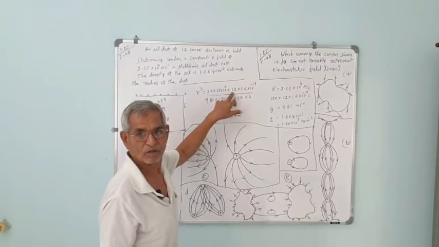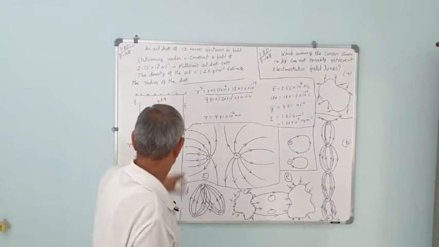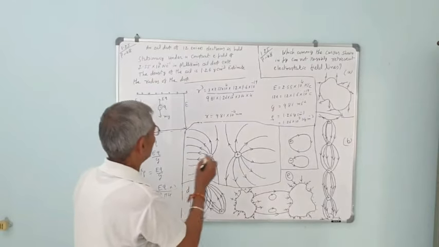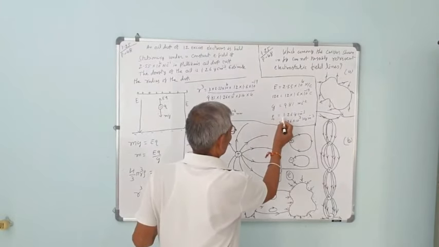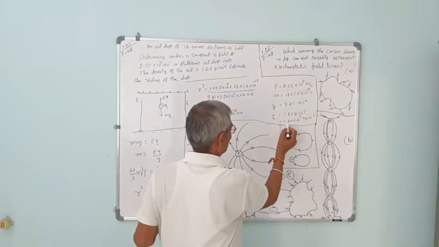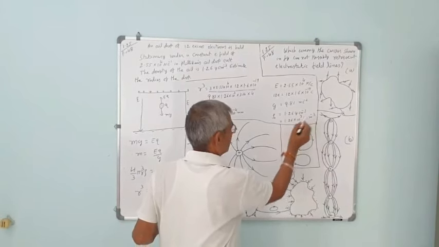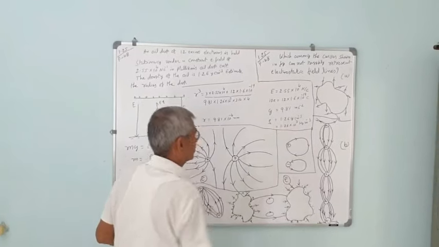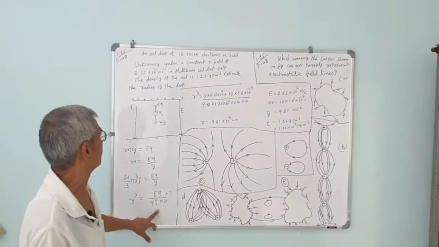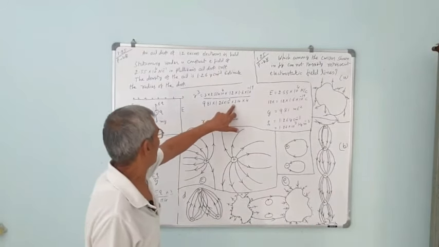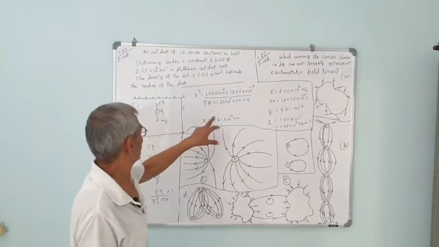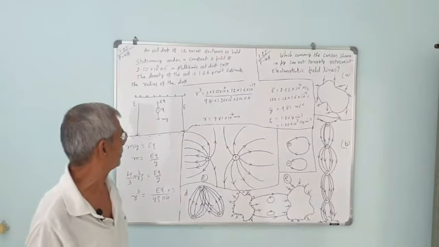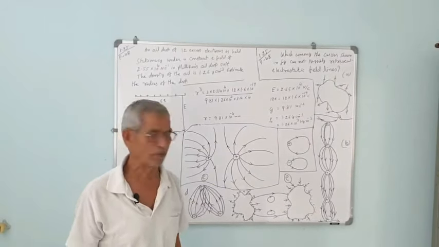12 electrons will have 12 times that, upon g, that is 9.81. Rho, the density, is given in CGS system as 1.26 gram per centimeter cube, converted to MKS system by multiplying by 1000, that is 1.26 into 10 raised to power 3 kg per meter cube, into pi and 4. I leave this calculation to you. R comes about 9.81 into 10 raised to minus 4 millimeter.